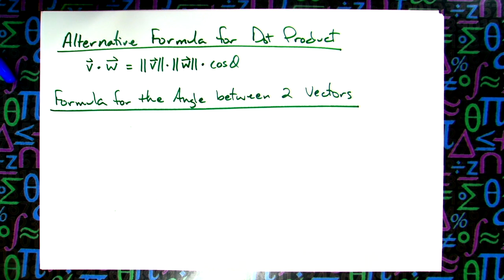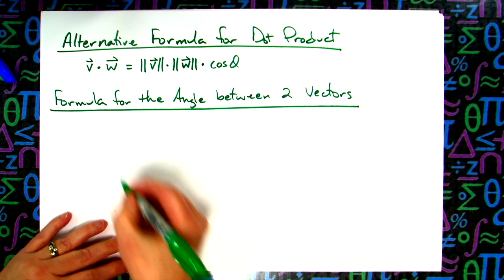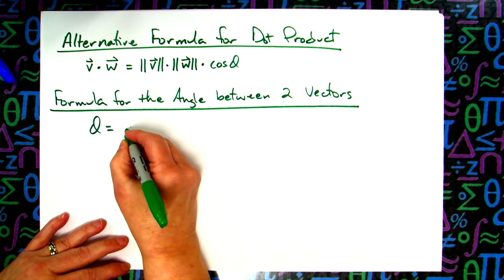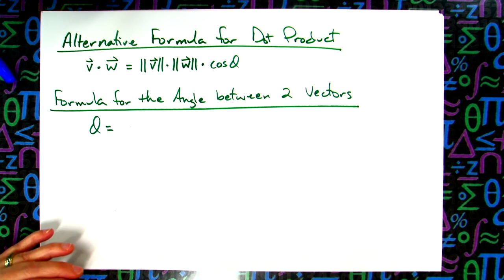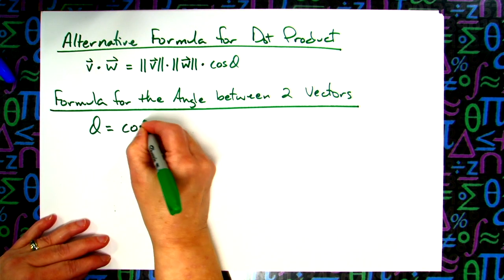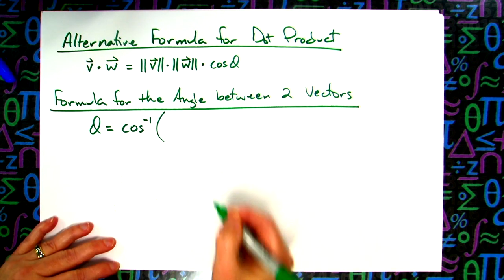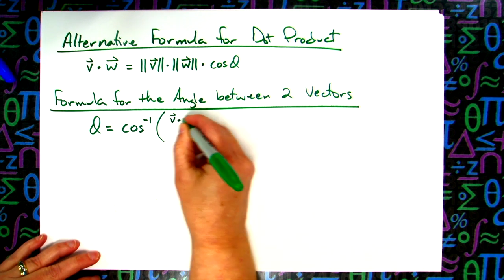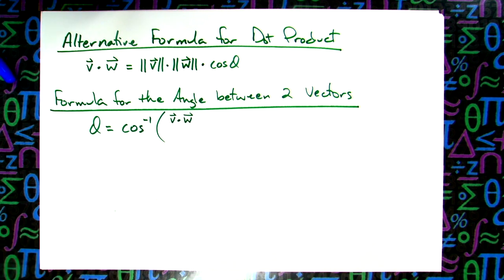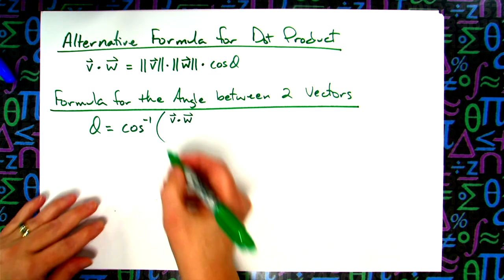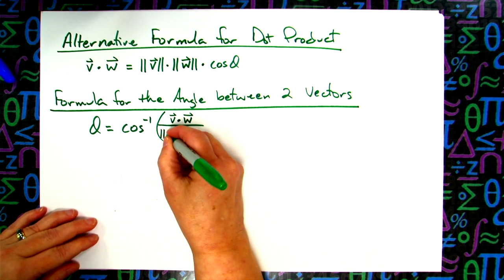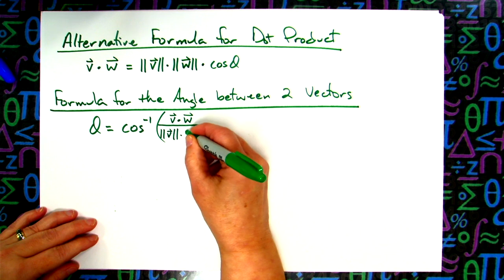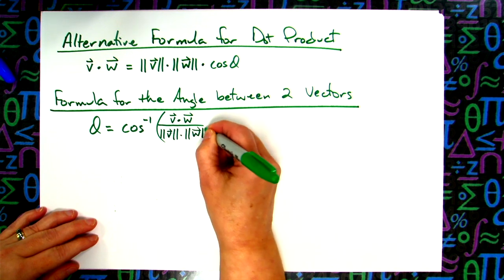And it's all based on that. Okay, so here we go. Theta is equal to, what do we use in our calculator when we're finding the angle? We're going backwards, so we use the inverse cosine. And then we're going to take the v vector times the w vector, or in other words, the dot product on the top. And then on the bottom, we will have the magnitudes. So the magnitude of the v vector times the magnitude of the w vector.